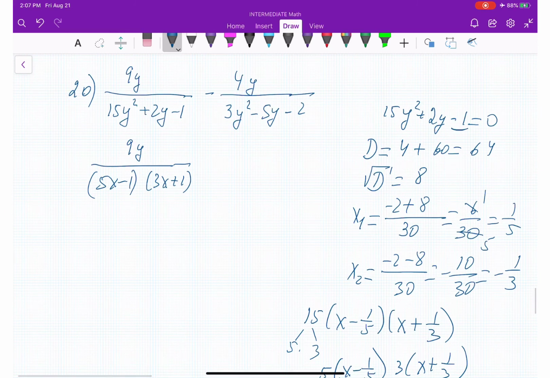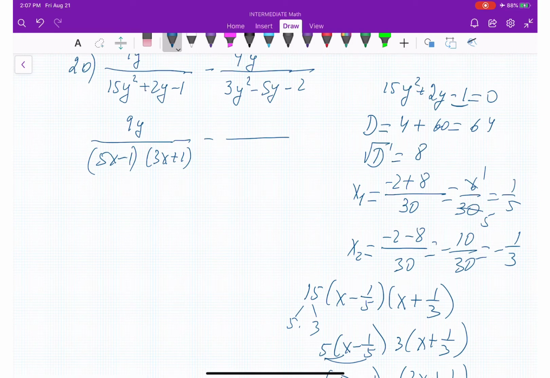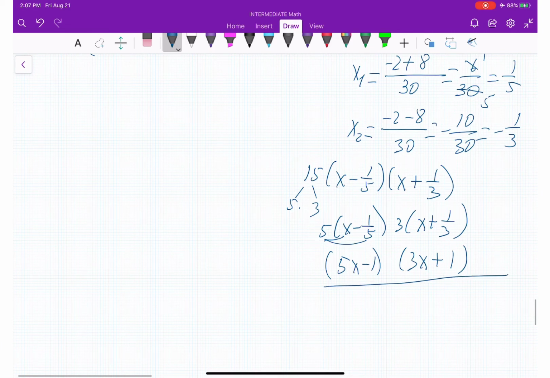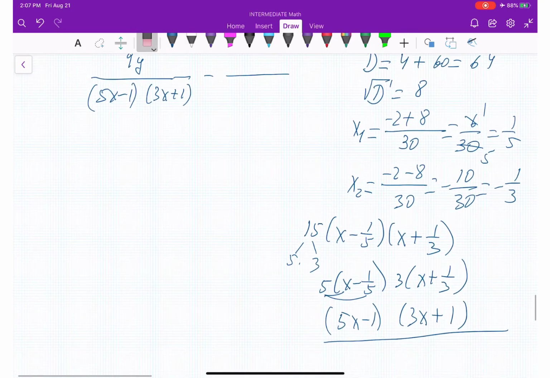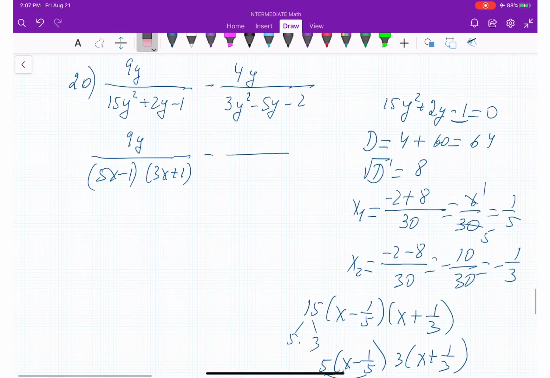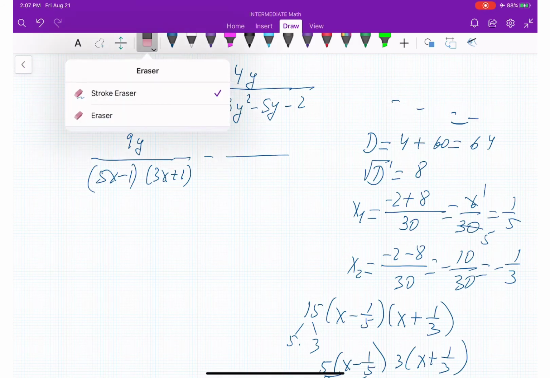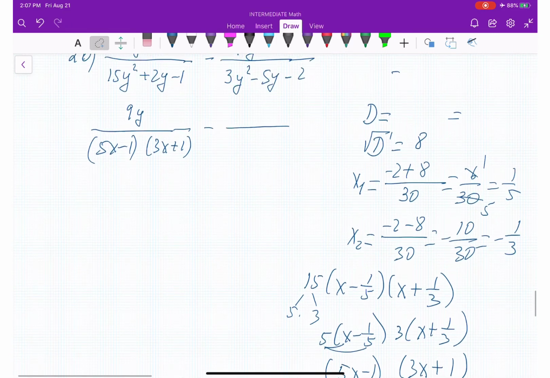And the other one, now 3y squared minus 5y minus 2. Let me clean all this, not to go too much down. Yeah, I'm going to clean, or an easier way.